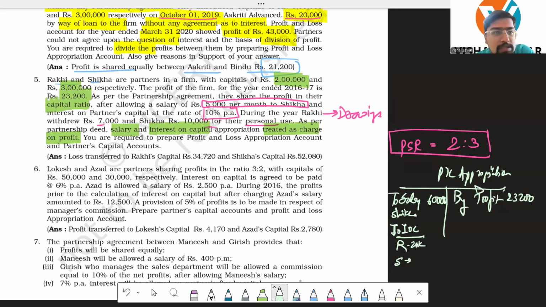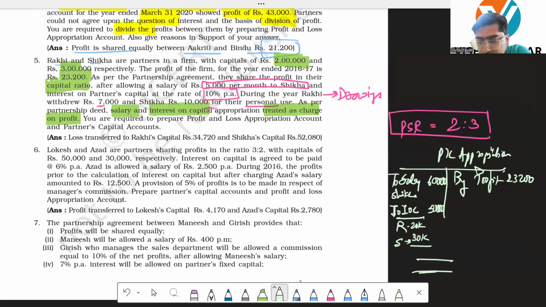And Shikha has 3 lakh, so she will get 30K. Total interest is going to be 50,000. Now, if we see the expenses are more, so debit side 60,000 plus 50,000, total is 1 lakh 10,000 in the debit side. This is a bigger amount. So there's going to be a loss of 86,800. And this loss will be divided between both the partners in the capital ratio, which is 2 is to 3.